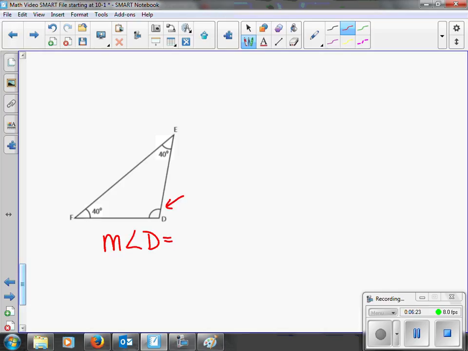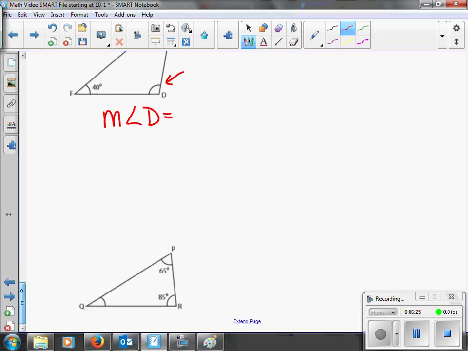Right there. And the last one here, you're looking for the measurement of angle Q. Measurement of angle Q, and that's right here. Okay? So, have these done for next class. Make sure they're nice and neat.